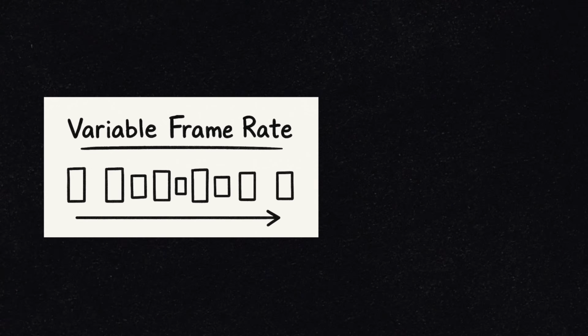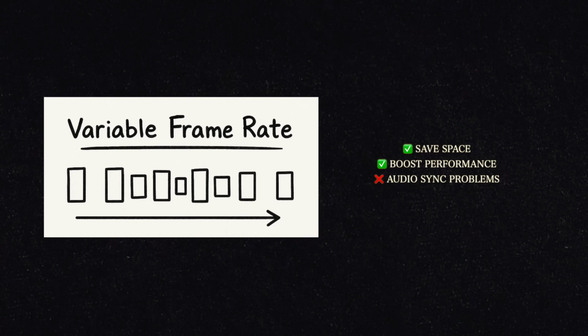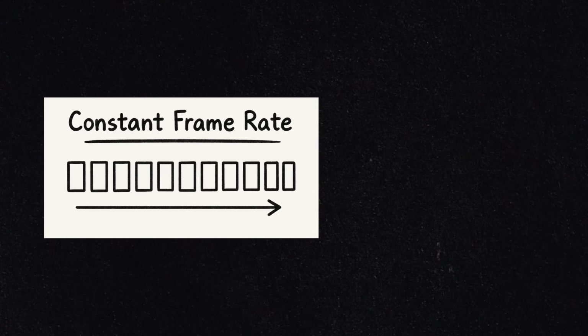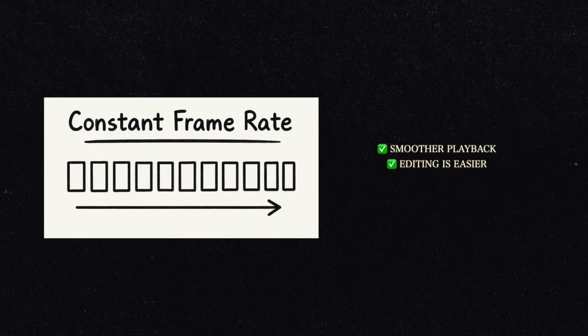Phones normally use a variable frame rate, which saves space and improves performance, but can cause audio sync issues in editing. A constant frame rate keeps frames per second steady, so playback is smooth and editing is easier. For example, when I film at 25 frames per second, I get a true and stable 25 frames per second and not a fluctuating one.